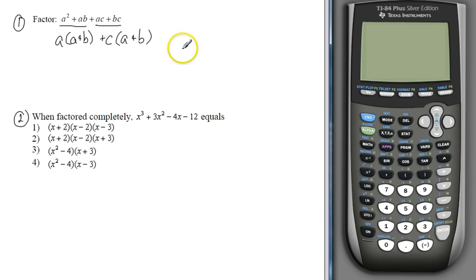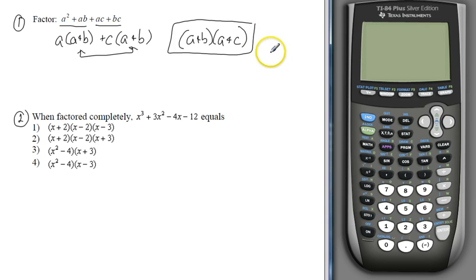Now, if you're doing grouping, these two in the parentheses have to match. So it's another common factor. What is common to both parts? In both parts is a plus b. That's what comes out, so it's a plus b. And then whatever's left, throw it together in parentheses, so it'll be a plus c. If you FOIL or distribute this, you will get a squared plus ab plus ac plus bc. And that's factoring by grouping.